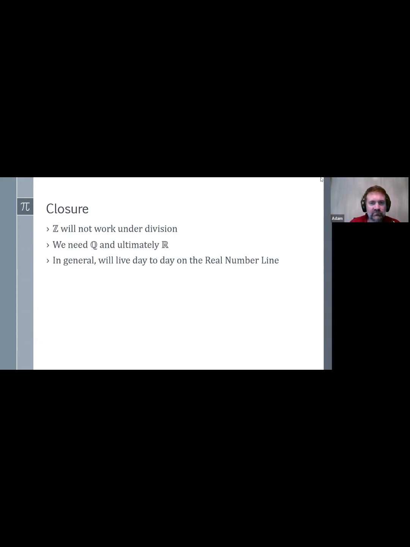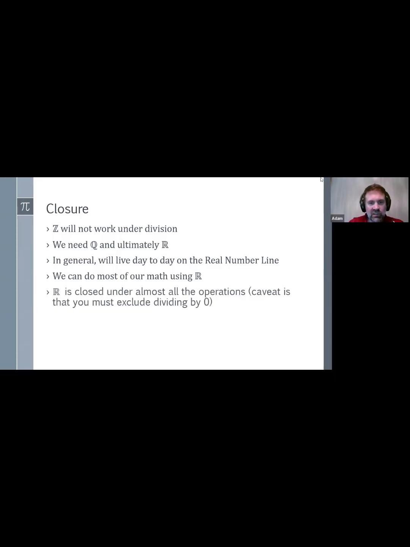So in general, we can live day to day with the real number line because we're usually just adding and subtracting numbers and maybe multiplying and dividing. Maybe doing some exponents, I don't know, but these are the things that we do, and real numbers work for that. We can use most of our math in the real numbers. It's closed under almost all the operations. Of course, we can't divide by 0, so division is technically not closed for any domain if you include 0, but if you take that out, then it's okay.